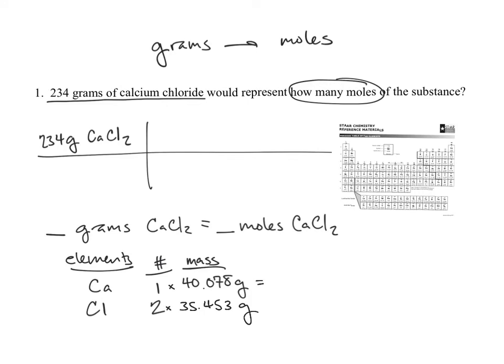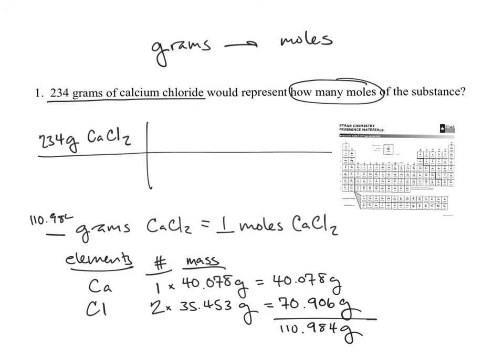1 times 40.078 is 40.078, still in grams. 2 times 35.453 is 70.906 grams. Then to find the total molar mass, I add those things up, and we get 110.984 grams. That is the molar mass of calcium chloride. And molar mass means that 1 mole calcium chloride is 110.984 grams of calcium chloride.